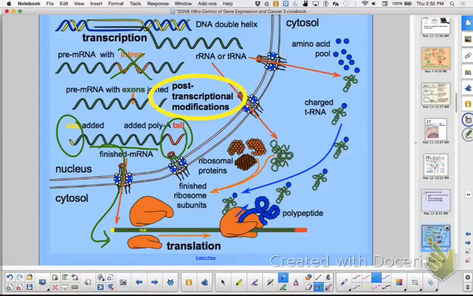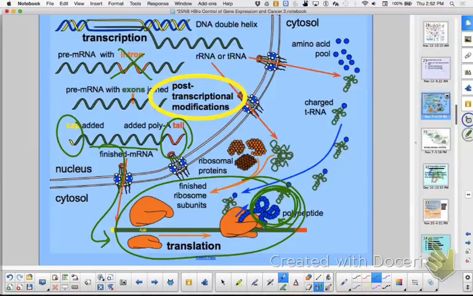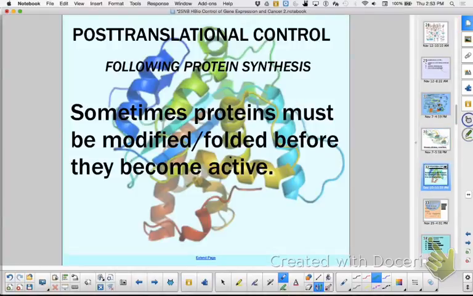Following post-transcriptional control, we have translational control right here. This is, can the ribosome connect with the mRNA so that you can make that particular polypeptide? That is translational control, when you're doing translation. And then post-translational control is, once you've built this protein, does it need to be modified at all in order to get functional? Do you have to fold it in some way to make it functional? Translational control is when you're building the protein on the ribosome, and post-translational control is any kind of folding or modification of it.